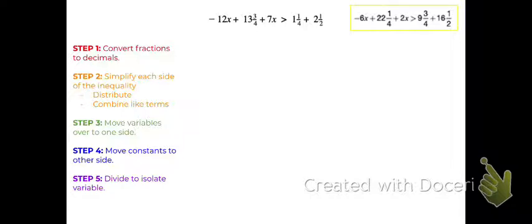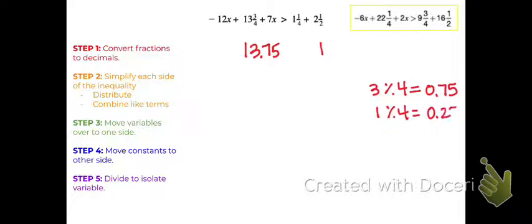If you work really well with fractions, great, you can leave them as fractions. I'm going to convert them to decimals. So when I look at 13 and 3/4, I know there's 13, but 3/4 is the same as 3 divided by 4, which if I put that in my calculator, I get 0.75. So 13 and 0.75 is 13.75. And then 1 1/4 is 1, and then 1/4 is 1 divided by 4, which is 0.25.